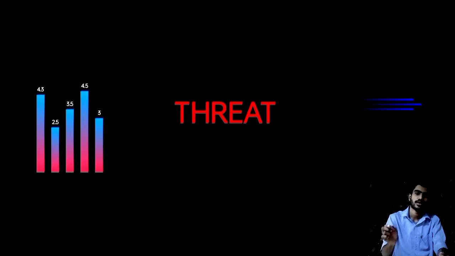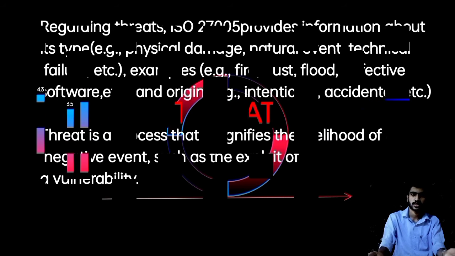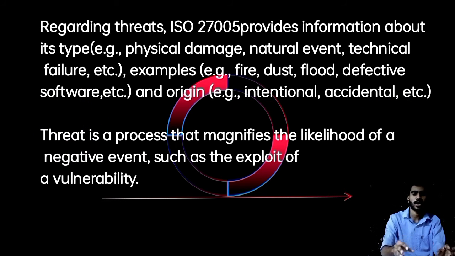And what is threat? Regarding threat, ISO provides information about its type, that is, physical damage, natural damage, or a technical failure, and so on. The examples include fire, dust, flood, defective software, and so on. And its origin, which includes intentional, accidental, and so on. Threat is a process that magnifies the likelihood of a negative event, such as the exploit of a vulnerability.